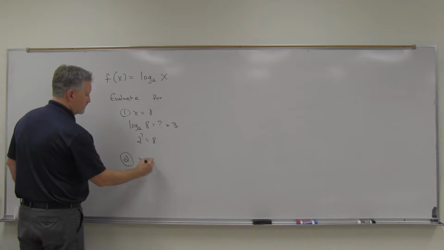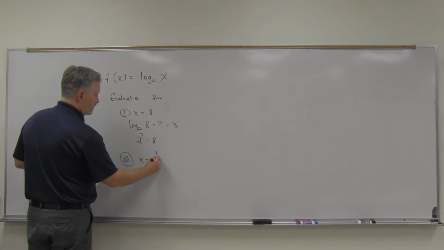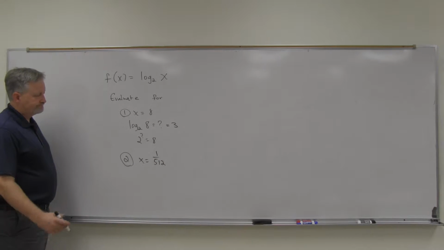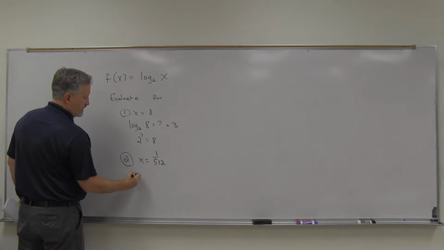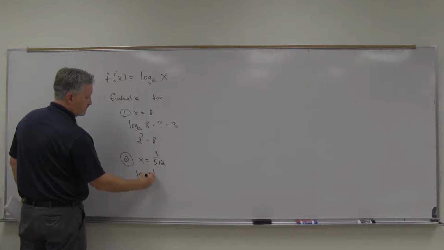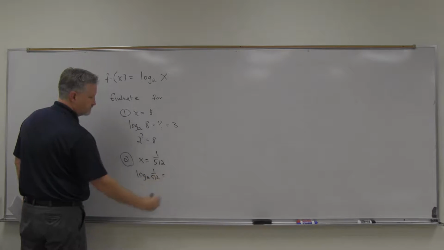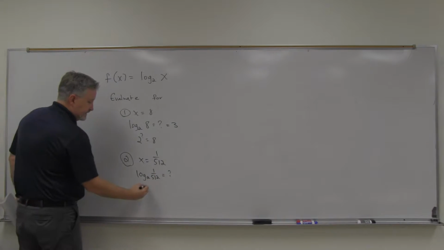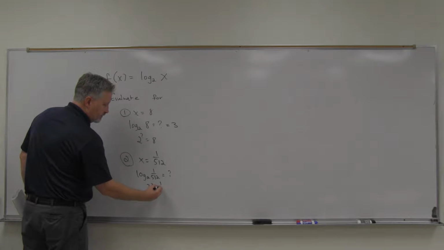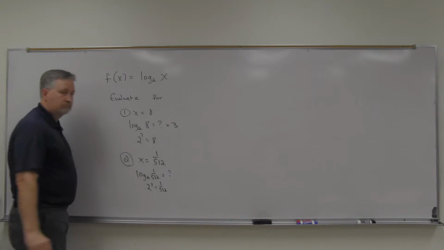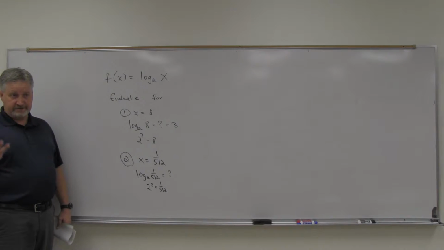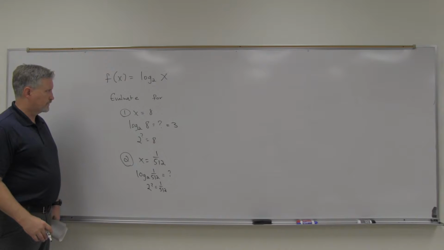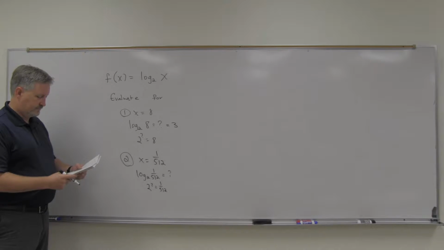We go to x equals 1 over 512. So the x is 1 over 512, so evaluate that. So it'd be log base 2 of 1 over 512. So again, what does it equal? 2 to what power is my 1 over 512? It's got to be a negative number, yeah, because it's a fraction, so it's got to be a negative. Just have to figure out 1 over 512.